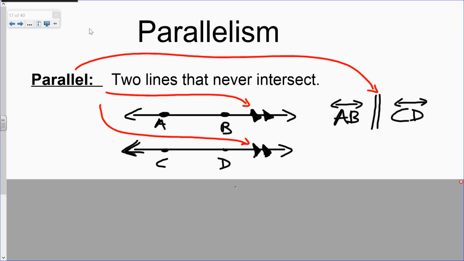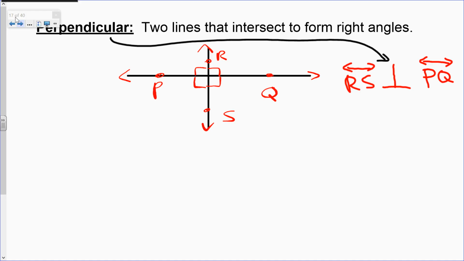Now, let's compare that now with perpendicular. We'll write the word perpendicular in your notes. Notice these two lines do intersect, but they intersect in a very special way. They form right angles. Go ahead and copy that down, the definition and that picture.